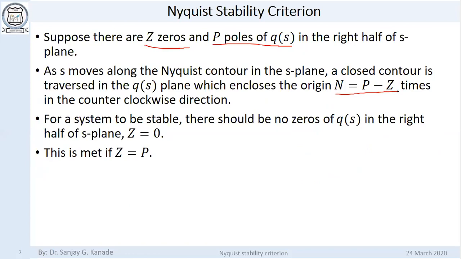Enclosed means the total angle will be N multiplied by 2 pi. P is the number of poles, Z is the number of zeros, which are on the right half of S plane. So if a system is stable, there should be no zero of QS in the right half of S plane, meaning Z should be equal to 0. From here, Z should be equal to P, meaning there should not be any encirclement of the origin in this case.